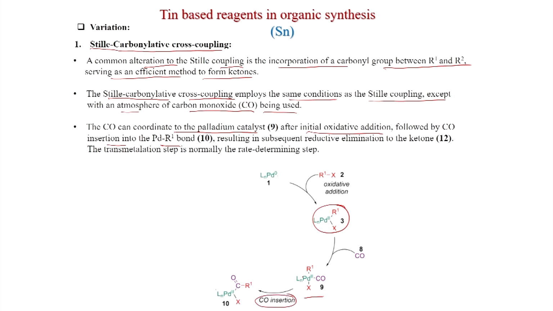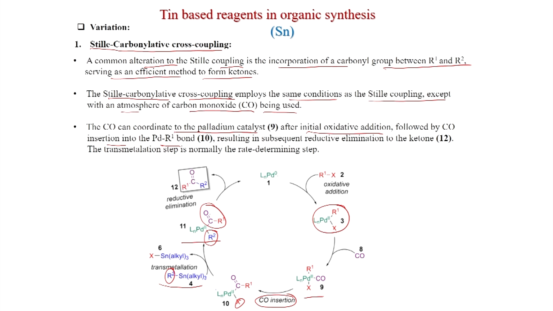Carbon monoxide inserts between palladium and R1, and after that transmetallation will happen with this tin compound. So, X will be displaced by that R2, and this intermediate will form where palladium is attached to R2 and CO R1. So, this is the main intermediate here, and after reductive elimination you get this ketone, and the catalyst ligand is regenerated. The transmetallation step is normally the rate determining step. So, here this is the rate determining step, transmetallation. So, you can see palladium R is formed here, resulting in subsequent reductive elimination to the ketone.